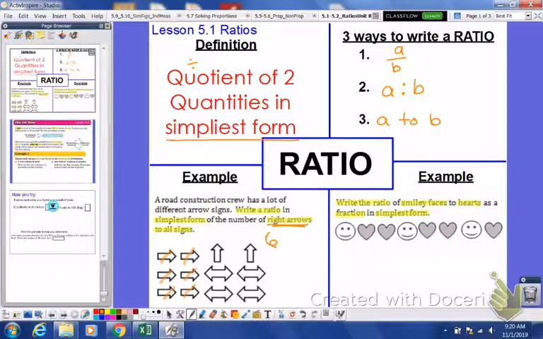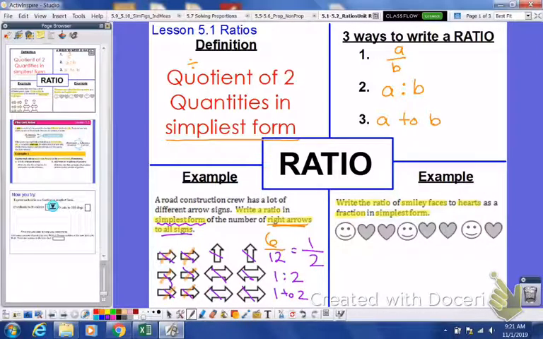So if I write it as a fraction, 6 over, then all signs, so that counts all of them, so 1, 2, 3, 4, 5, 6, 7, 8, 9, 10, 11, and 12, so 6 to 12, must be in simplest form though. 6 and 12 reduce to 1/2. So you could write it as 1/2. You could write it using the colon, 1 colon 2, or verbally 1 to 2.